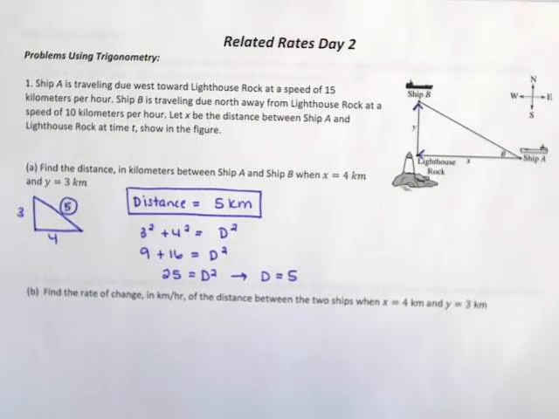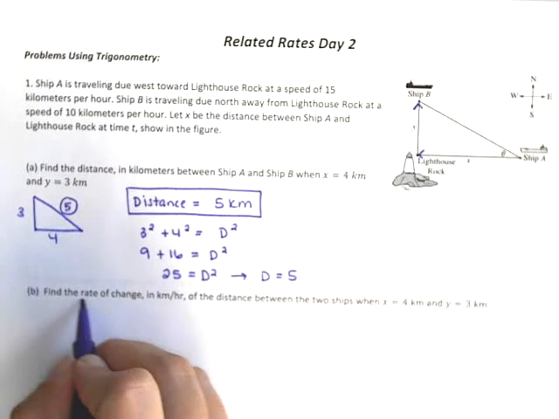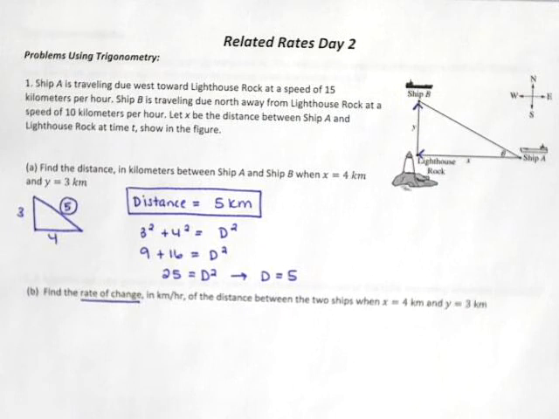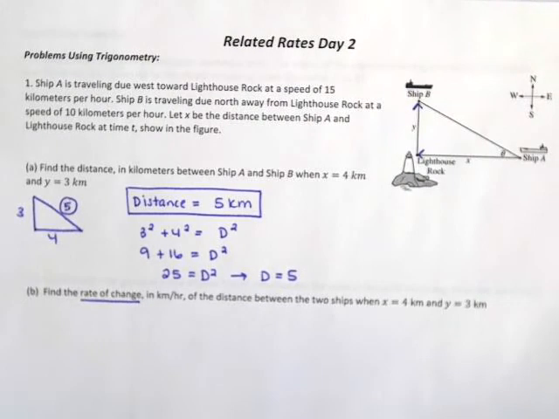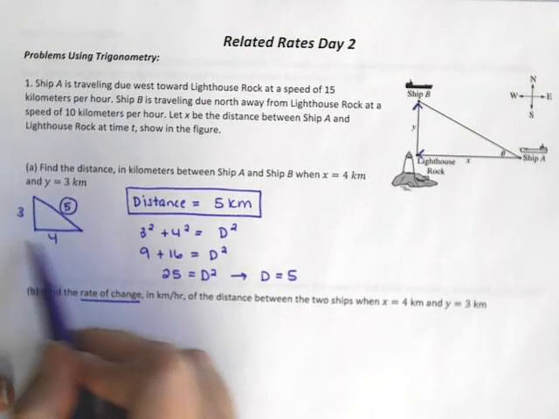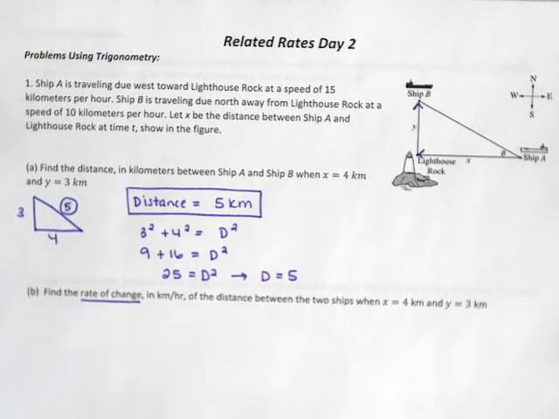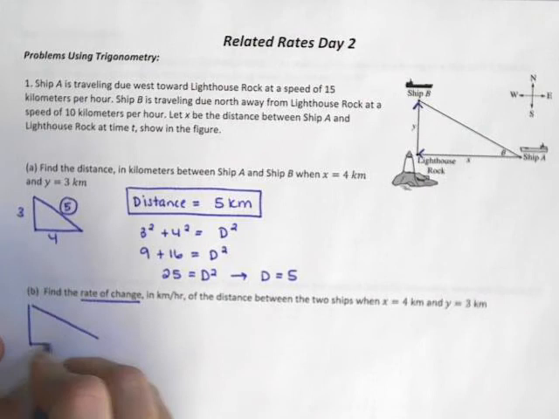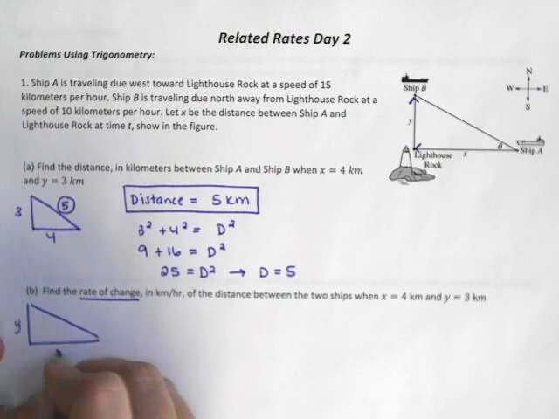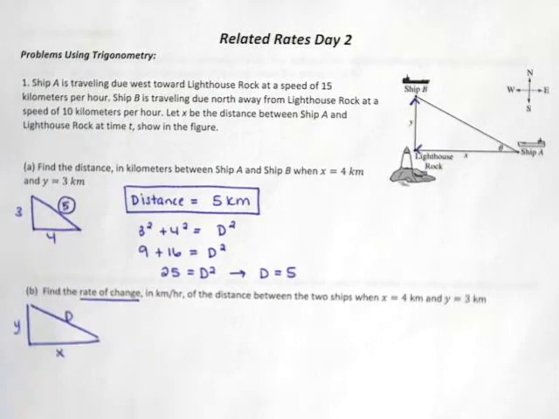Next, find the rate of change in kilometers per hour of the distance between the two ships when x is 4 and y is 3. As soon as I see rate of change, I'm thinking we need a derivative. So again, the same way that I set up Pythagorean theorem here, I'm going to set up Pythagorean theorem but without filling in the numbers 3 and 4. So this is going to be a related rates question. We've got y, we've got x, and we've got this distance.